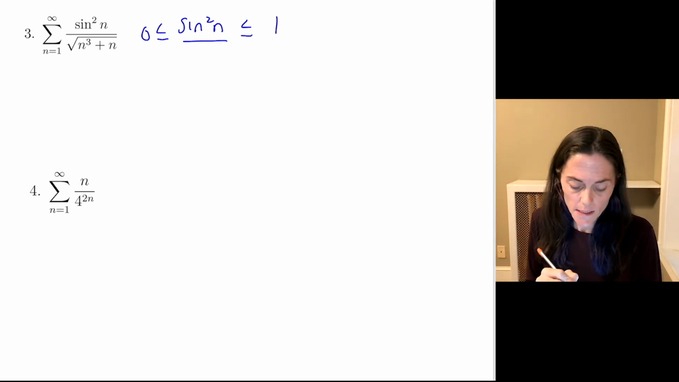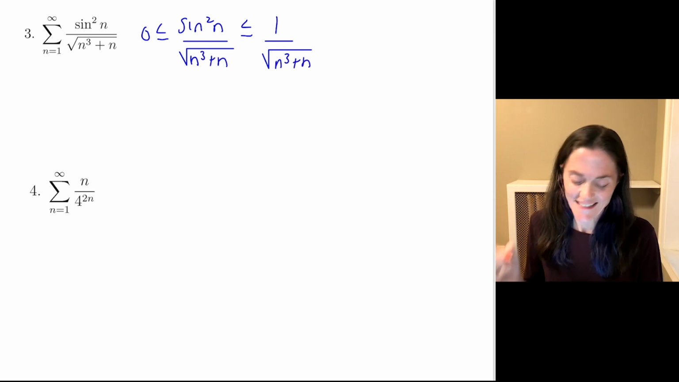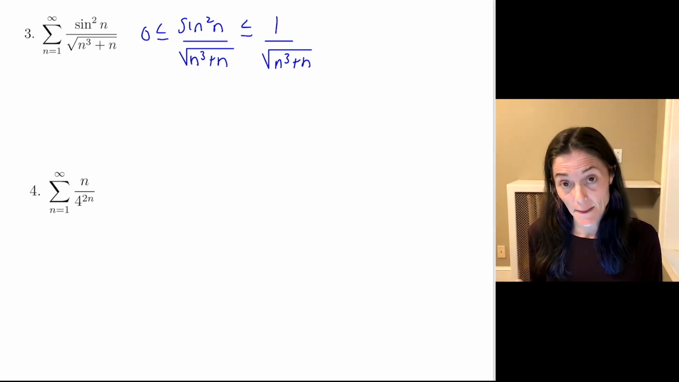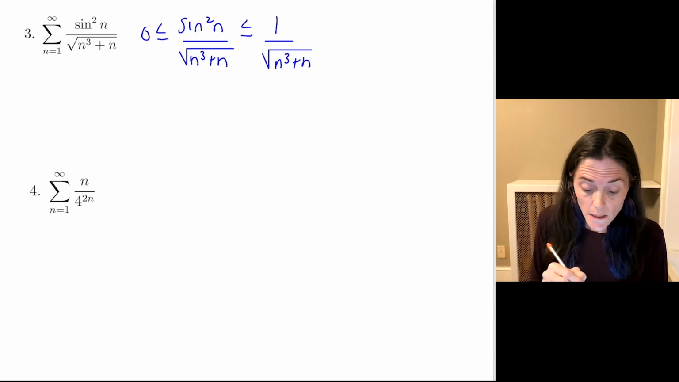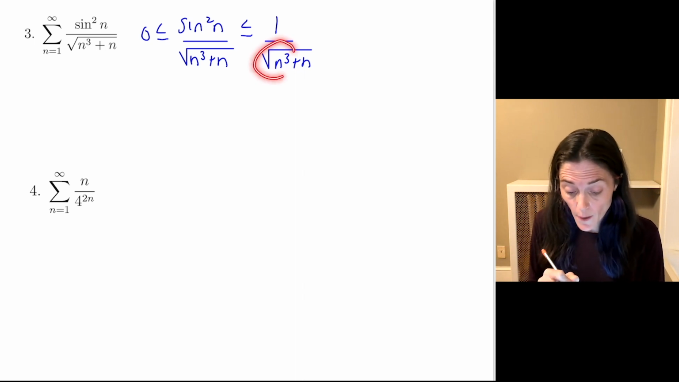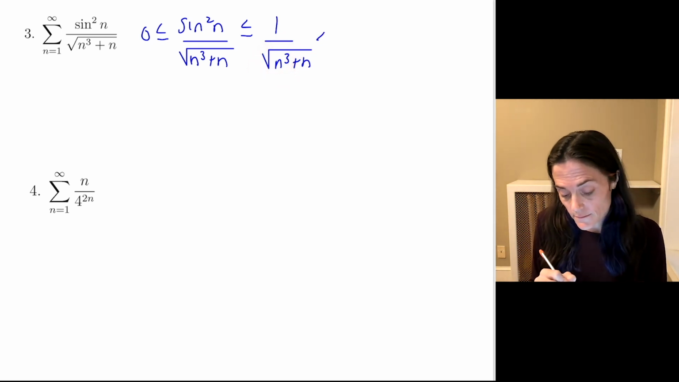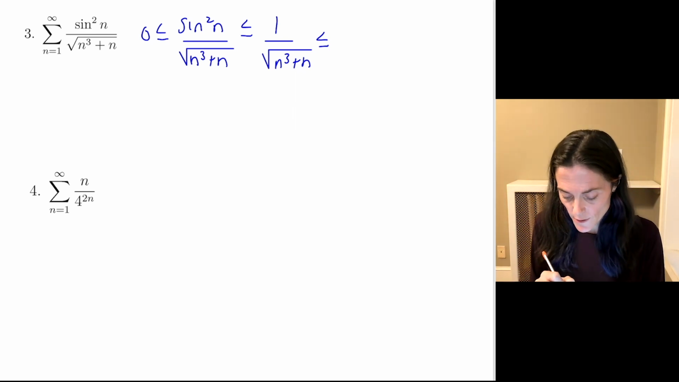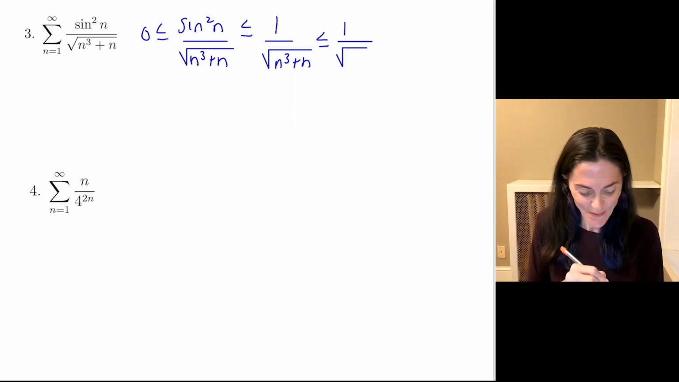Now I can just put this denominator. The denominator is the square root of n cubed plus n. But here's the second step that I want to do, and this is where I'm going to set my comparison up. You notice what dominates here is this part for n very large. And bigger denominator means smaller fraction. So this is less than or equal to 1 over the square root of n cubed.